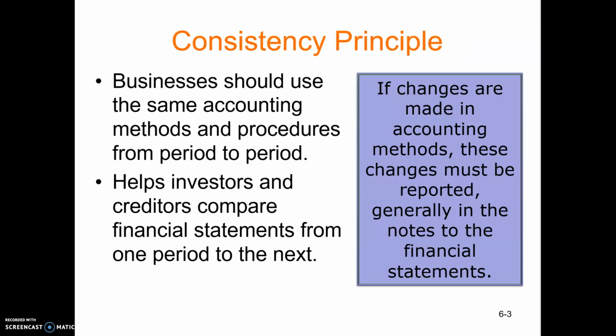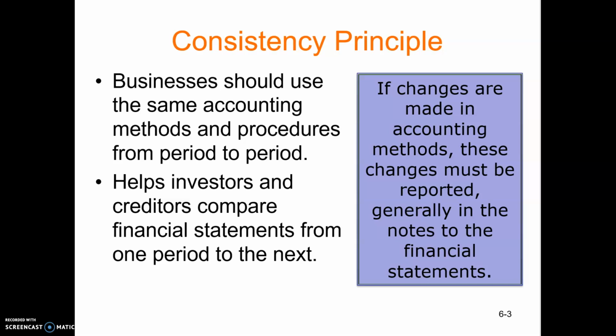Consistency says that you have to use the same accounting method year after year so that we can compare financial statements from year to year. So we're going to see with inventory, we're going to have a choice between 3 different methods that we can use for calculating the cost of our ending inventory. And a business can adopt one of those methods, but then after they use that method, they have to stick with it. They can't bounce back and forth between the different methods.